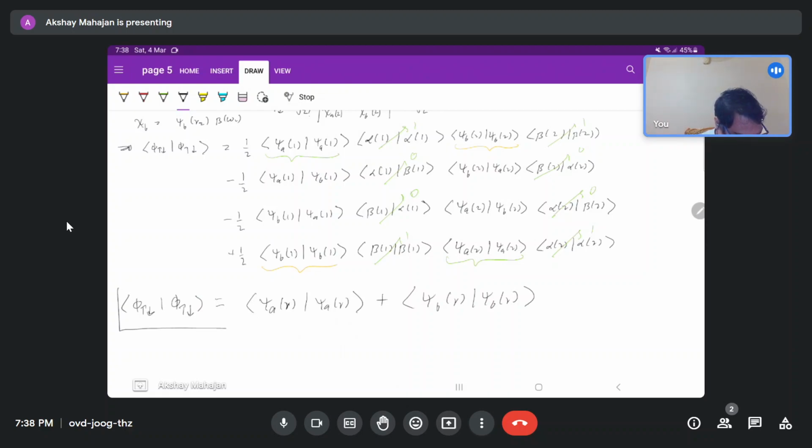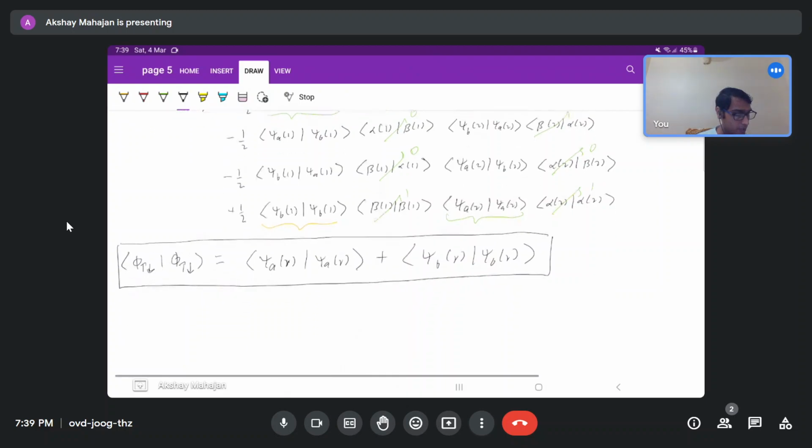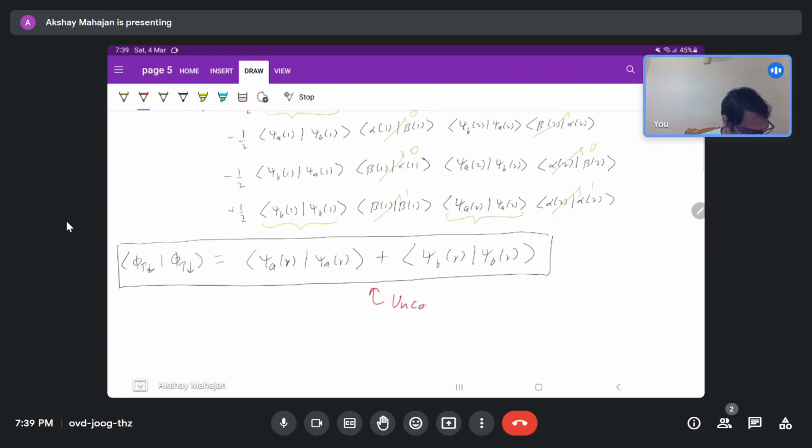So this is the same as done in the class, so I've skipped a lot of steps. Here you can see this is just a summation of this. It will also open as a summation of this, just mod square. These are basically the probabilities, just the addition of the probabilities of independent electrons. So that's why this is uncorrelated for anti-parallel spin.